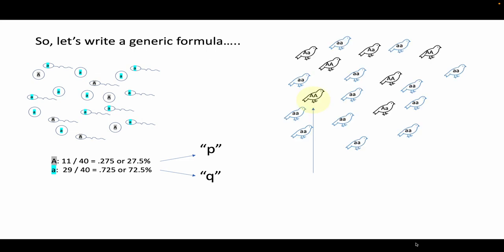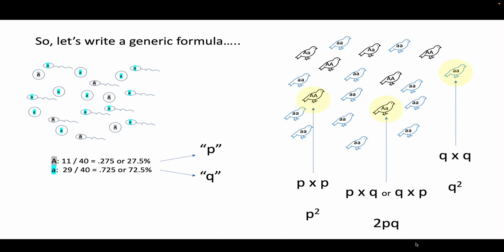And so then what are the chances, looking at the population, that a blackbird is homozygous dominant? Well, remember what we did. We took the probability of the big A and we multiplied it together, so P times P. So P squared would represent the probability of randomly reaching into the gene pool and getting 2 big A's in our offspring. Same thing for big A, little a, you would do P times Q or Q times P. Either one works, so it's 2PQ. And then for a homozygous recessive, it's Q times Q, or Q squared.